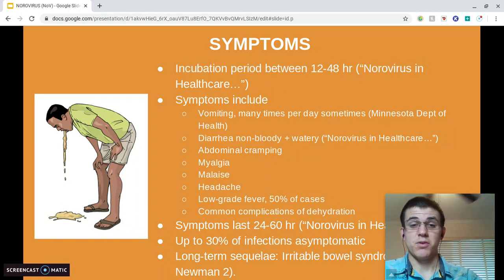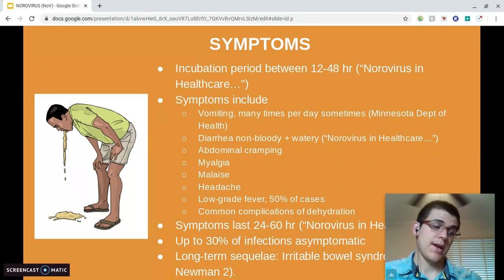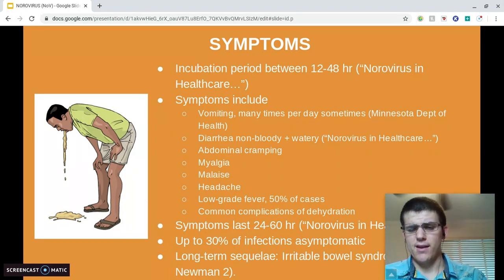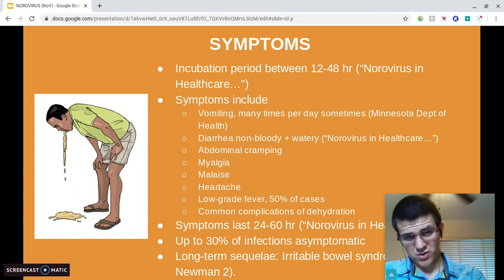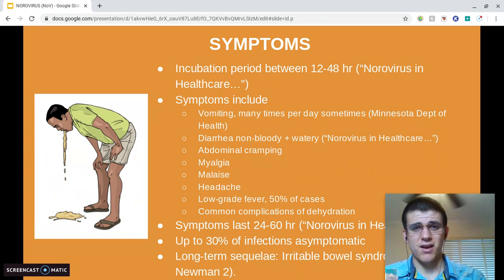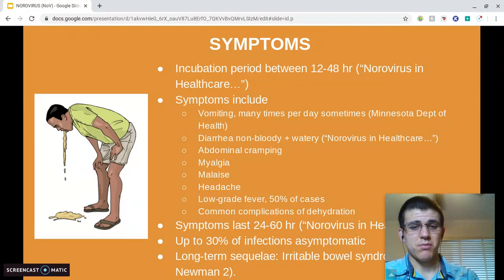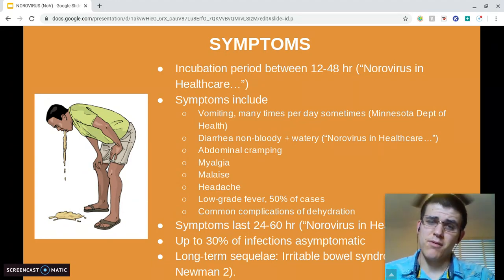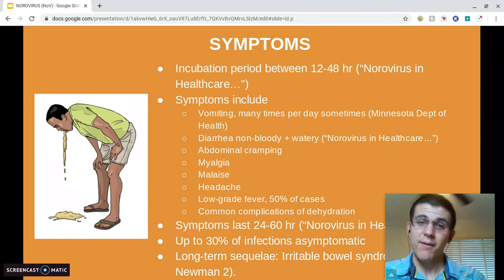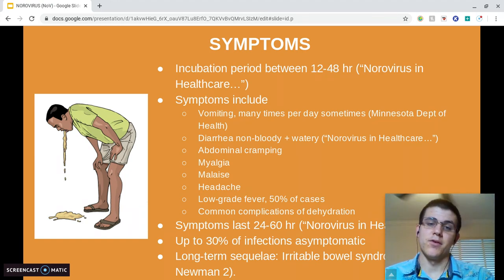The symptoms of this would include vomiting many times a day, diarrhea many times a day. The features of the diarrhea are going to be watery and non-bloody, so you're not going to have bloody diarrhea. The other symptoms are abdominal cramping. You're going to have malaise, which is defined as a general feeling of discomfort, myalgia, which is muscle pains, headaches, and also, well, I won't say very uncommon because it happens half the time, but low-grade fevers.